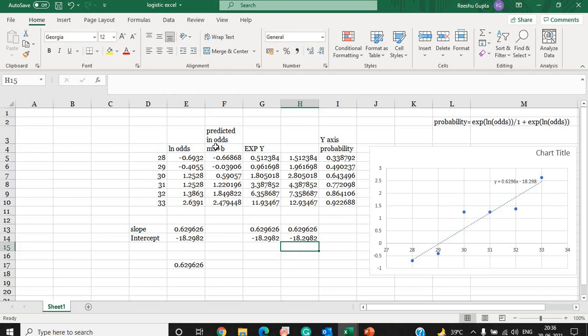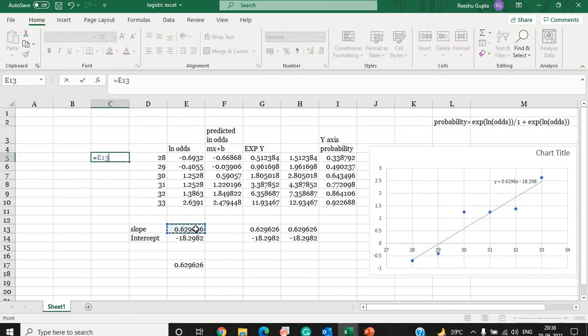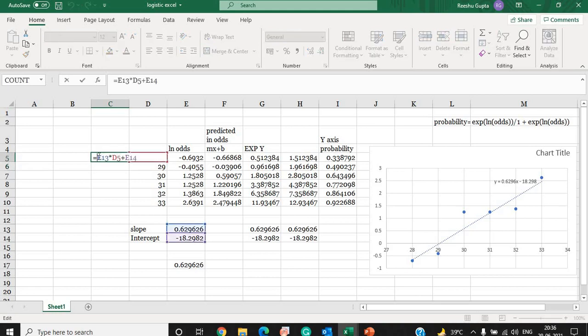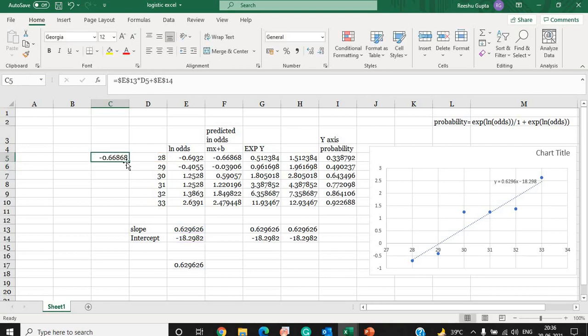Now we want to calculate the predicted LN odds. How can we do that? Because X is different in these cases, what we will do is take the slope, multiply by X, then plus the intercept. But as you can see, the slope is the same in every case. So we just add the dollar sign here, and the intercept is also the same, so we'll do the same for the intercept here. And when you do this, you will get exactly the same thing.